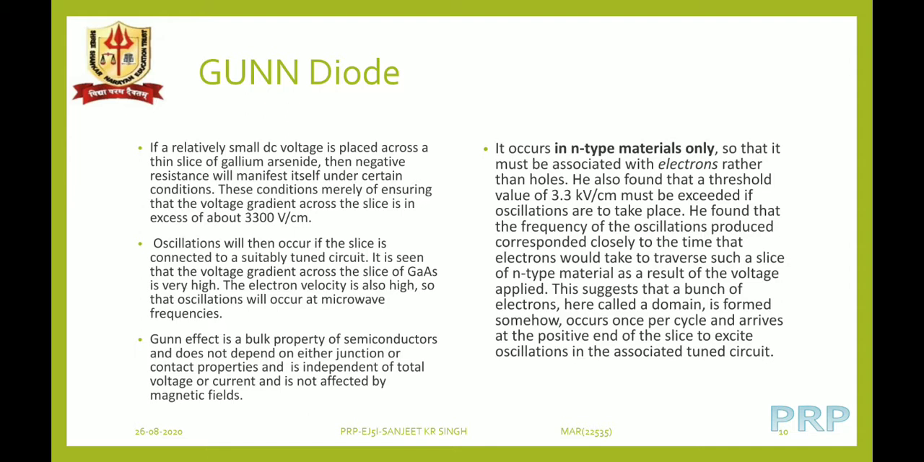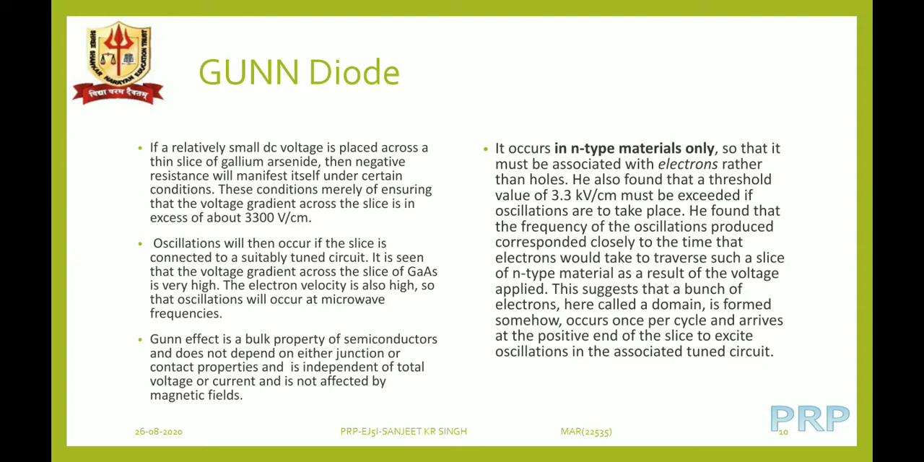It is seen that the voltage gradient across the slice of gallium arsenide is very high, and electron velocity is also high, so that oscillations will occur at microwave frequencies. Since the Gunn effect is a bulk property of semiconductors and does not depend upon either junction or contact properties, and is also independent of the total voltage or current applied, but is dependent on the voltage gradient, and is not affected by magnetic fields.